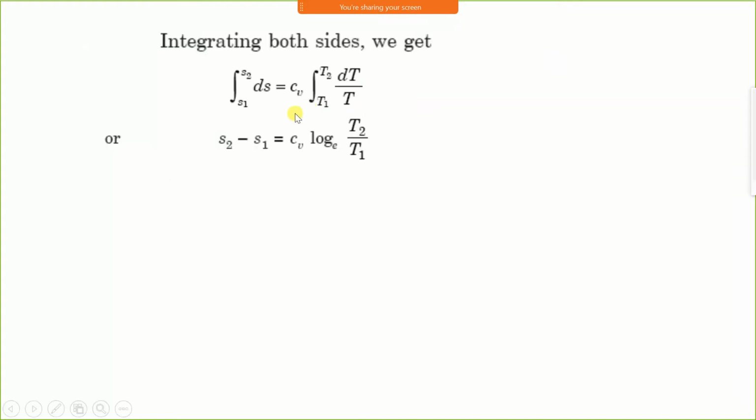Therefore, this is the final expression for change in entropy: S2 minus S1 is the change in entropy at constant volume. Remember, in constant volume, the specific heat is Cv.